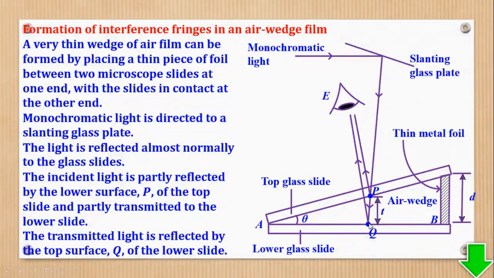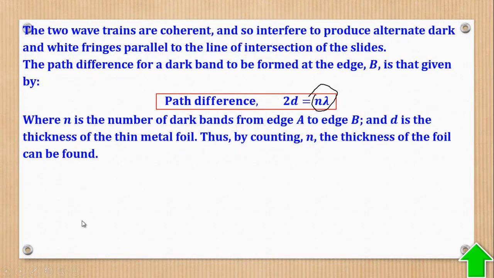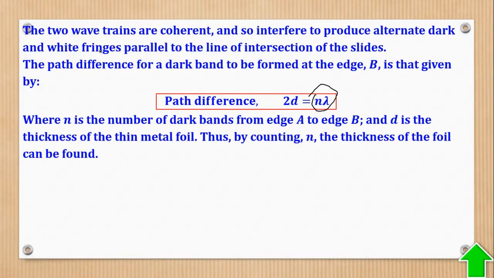There's a phase change here, but that will be seen more in the notes. Here we're interested in coming up with a formula which will be used in the calculation. So we read that in the notes of the book I've told you to buy, but what you need to know is that for a dark fringe, it is now 2d equal to n lambda, where n is the number of the dark fringes from edge A to edge B, and d is the thickness of the metal foil. Therefore, by counting n, the thickness of the metal foil can be found.